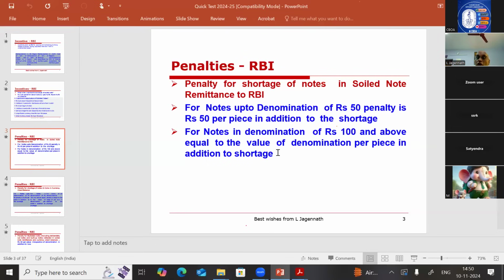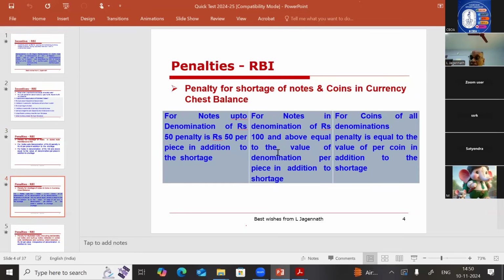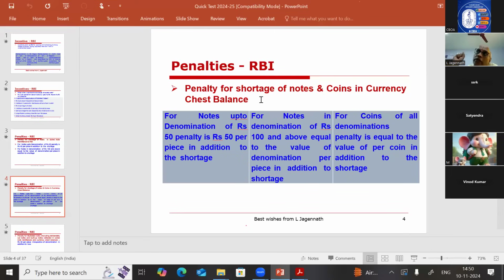Penalty for shortage of notes in soiled note remittance to RBI. Then penalty for shortage of notes and coins in currency chest balance. First, what we saw is that banks will remit the soiled notes to RBI, and if any shortage is found in that, what is the penalty? Now, currency chest balances are maintained, and they are subject to periodical inspection by various authorities. At the time of periodical inspection of the currency chest, if some shortages are noticed in the currency chest balance, what is the penalty banks have to pay to RBI? The same thing.